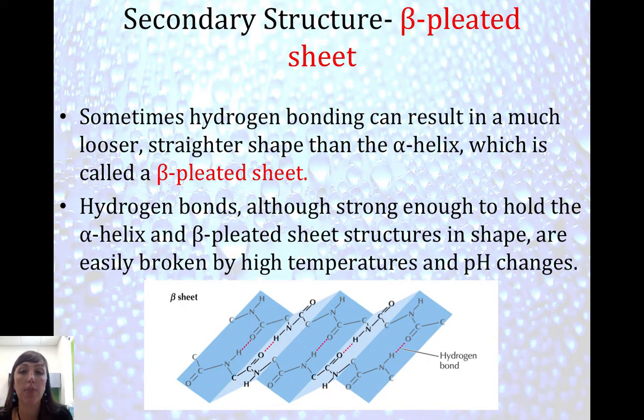Okay, so now we'll talk about the beta-pleated sheet. Sometimes hydrogen bonding can result in a much looser, straighter shape than the alpha helix, which is then called a beta-pleated sheet. Hydrogen bonds, although strong enough to hold the alpha helix and beta-pleated sheet structures, are easily broken by high temperatures and pH changes. So you can see the way that these are bonding, or where the hydrogen bonds are occurring, are different than in the alpha helix.